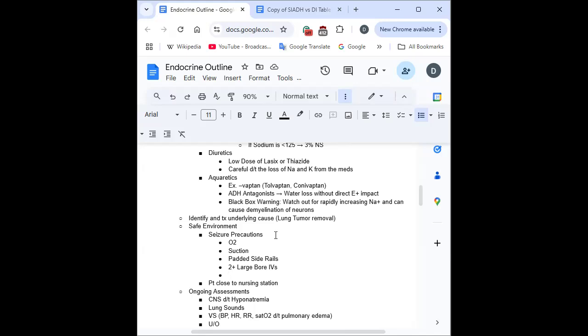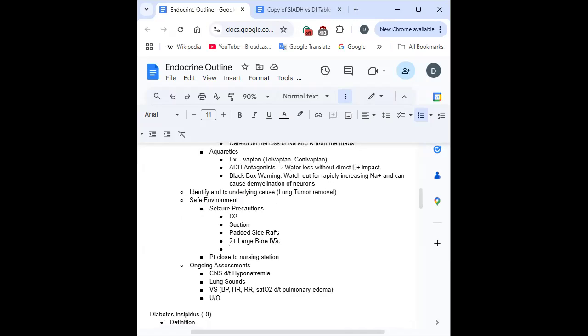And if someone's in that situation, you're going to want at least 2 IVs, because imagine trying to put an IV into someone that's having tonic-clonic seizures. It can already be hard to just put an IV in normally. So, reduce stimulation. That's not really a precaution, but it's a good thing. Keep your patient close to the nursing station. Yeah, that's pretty much how that goes.